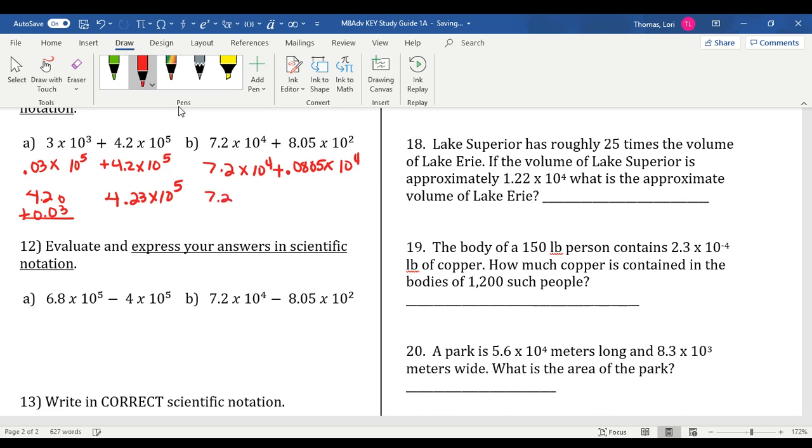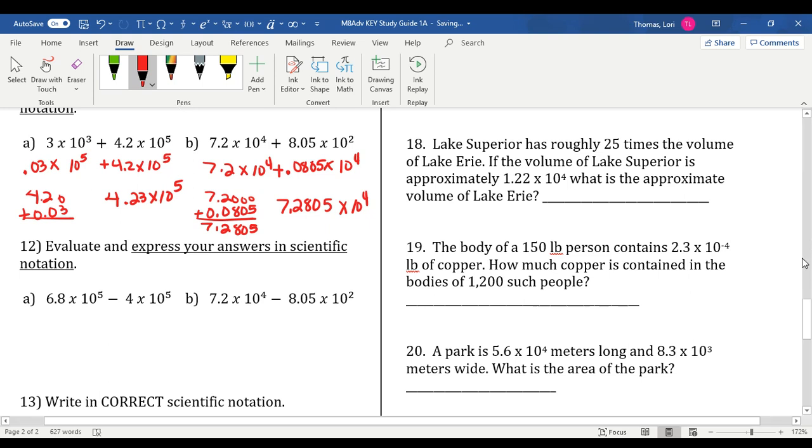So we have 7.2 plus 0.805. Put in a few zeros here. Line up the decimal, 7.2805. And then, so let's write that out. 7.2805 times 10 to the 4th.